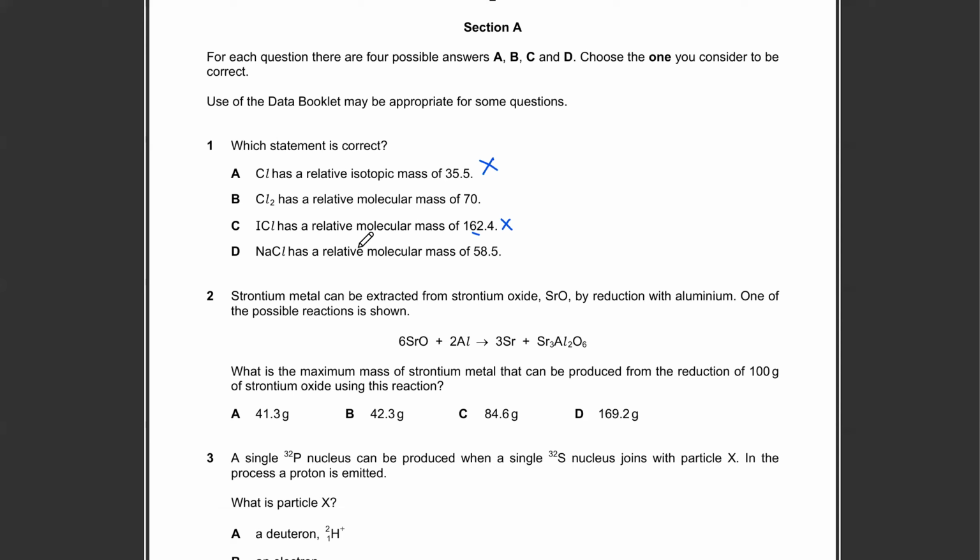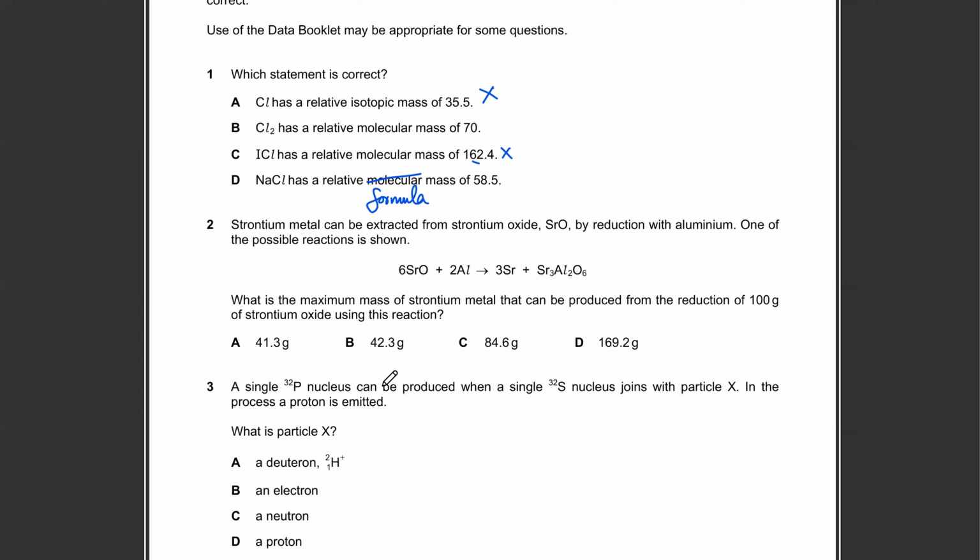What's wrong with D? D is supposed to be ionic. So if they had written the same thing for D correctly, what would it have been? Relative ionic mass. No, formula mass. Formula, yeah. So for ionic, they don't use molecular, they use formula mass. The first one is wrong, because isotopic mass is for isotopes, while this is the average of all the isotopes.